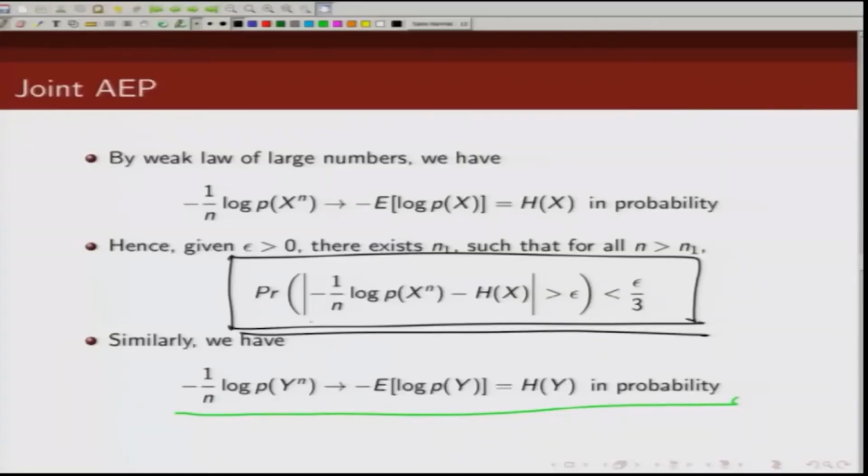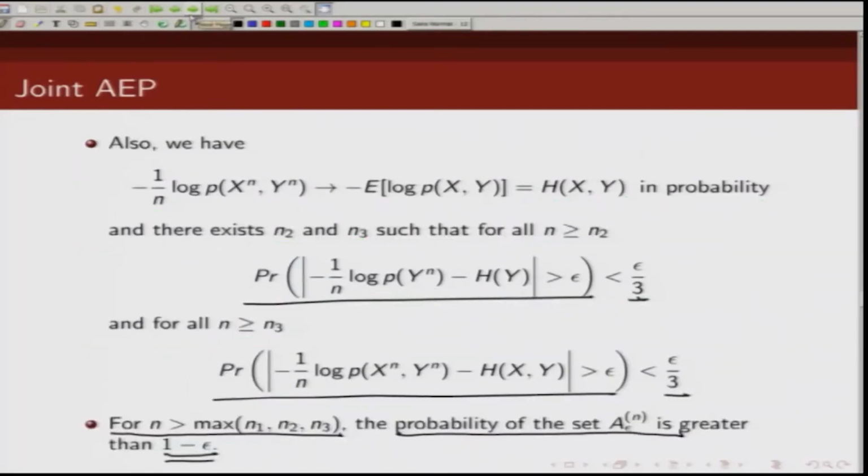So, in other words, the probability that it belongs to the typical set is then 1 minus epsilon, which is the complement of this probability. Okay. So, we have proved the first property that if n is large, the probability that x^n and y^n belong to the joint typical set is 1 minus epsilon, and epsilon is a small quantity. So, this probability goes to 1 as n increases.